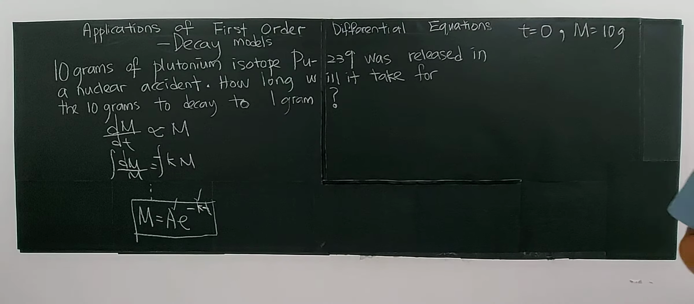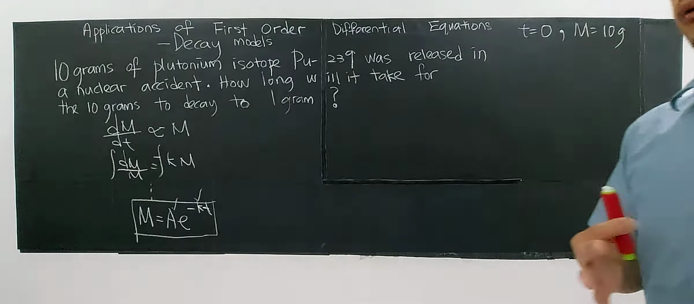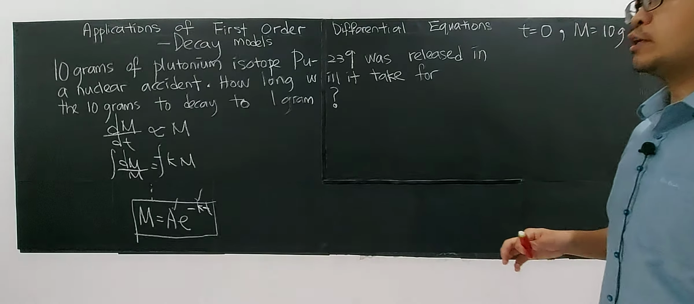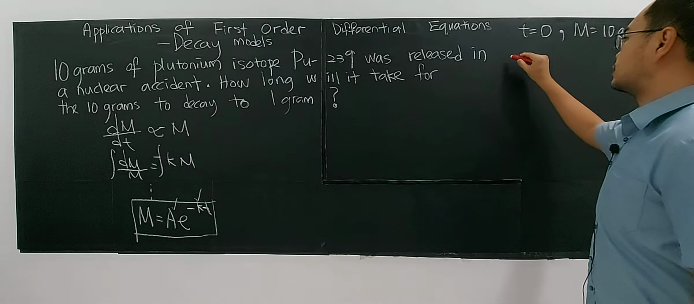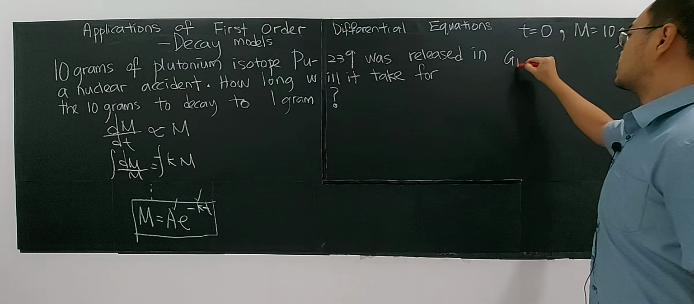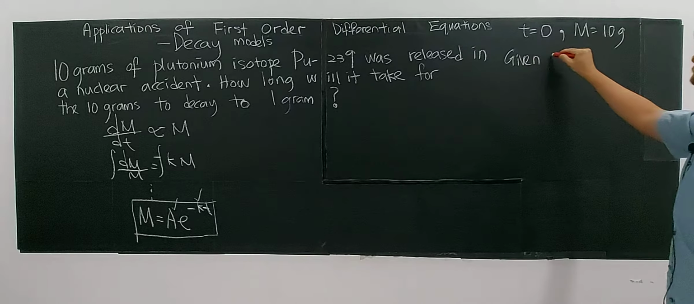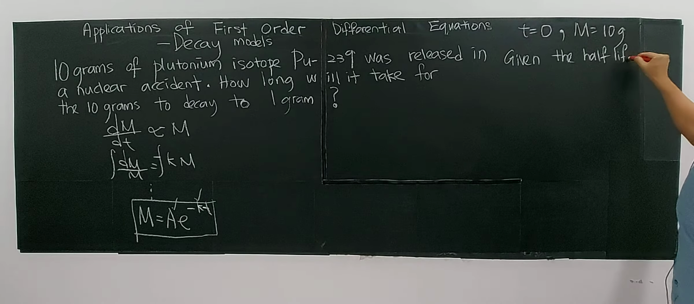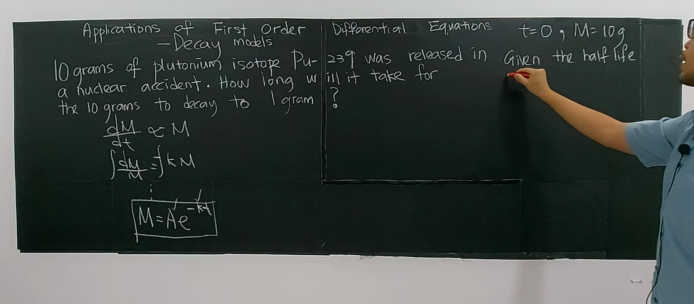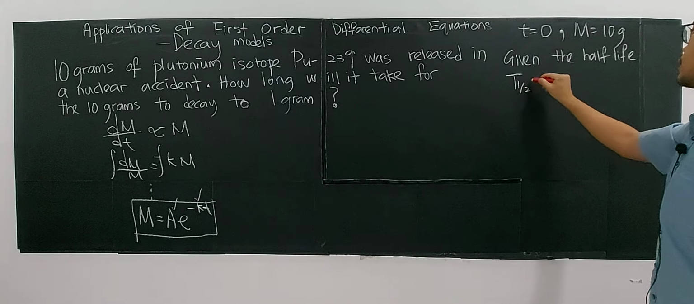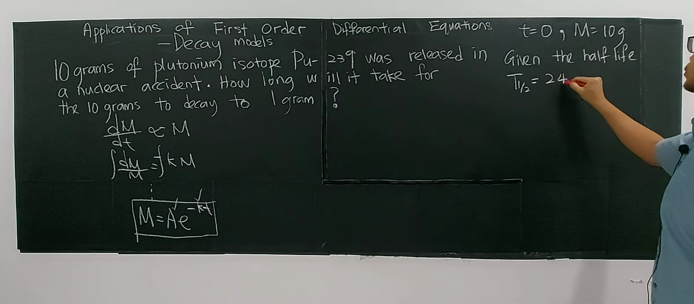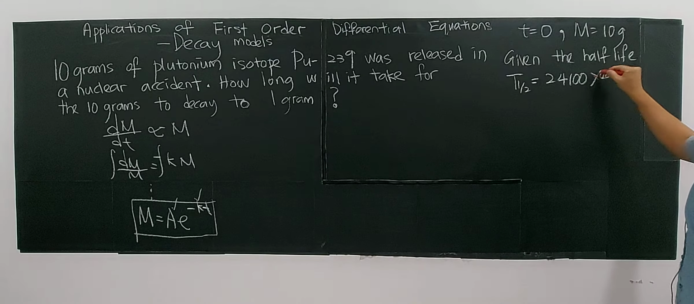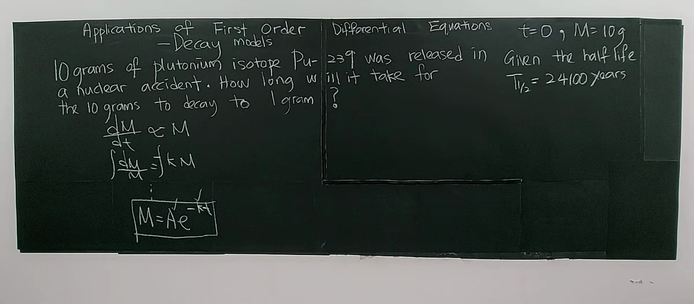And we actually know the half-life of this plutonium, which is given in the question. The half-life of plutonium is T equals 24,100 years. Wow, it's very long.